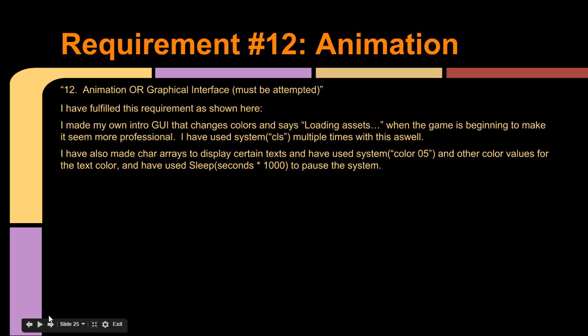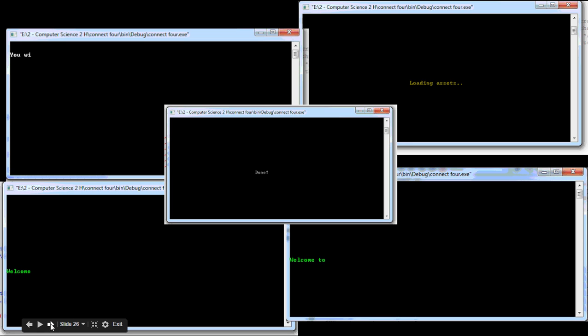I also use things like system CLS, which clears the screen, and sleep, which pauses the system for a while, which is how I was able to print out loading assets and then done and have it wait there and not print it all out in one blur.